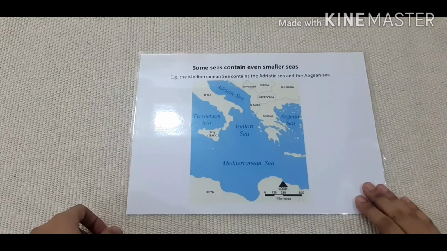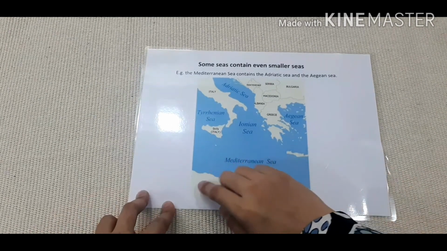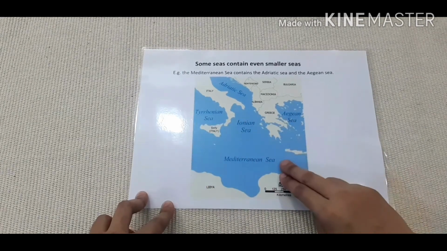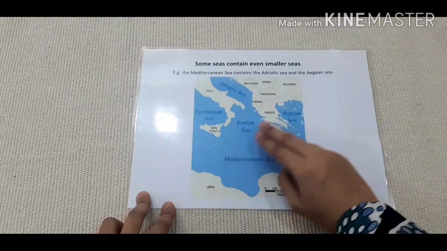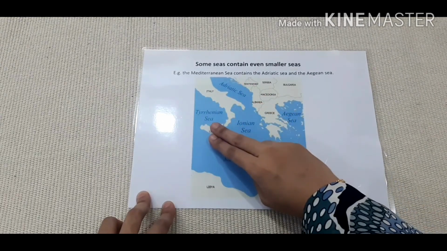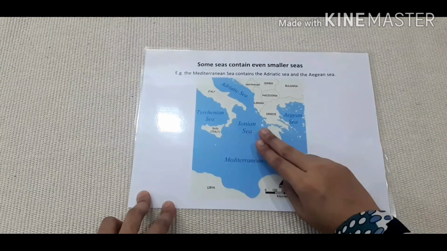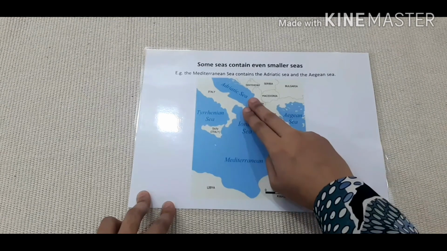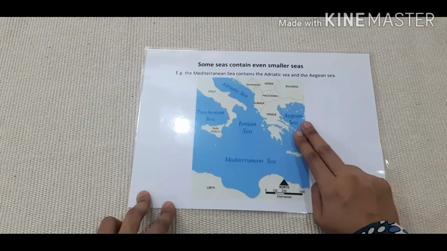There are also some seas that contain even smaller seas. So if you can see here, this is the Mediterranean Sea, and in the Mediterranean Sea there are smaller seas on it. Tyrrhenian Sea, Ionian Sea, Adriatic Sea, and Aegean Sea.